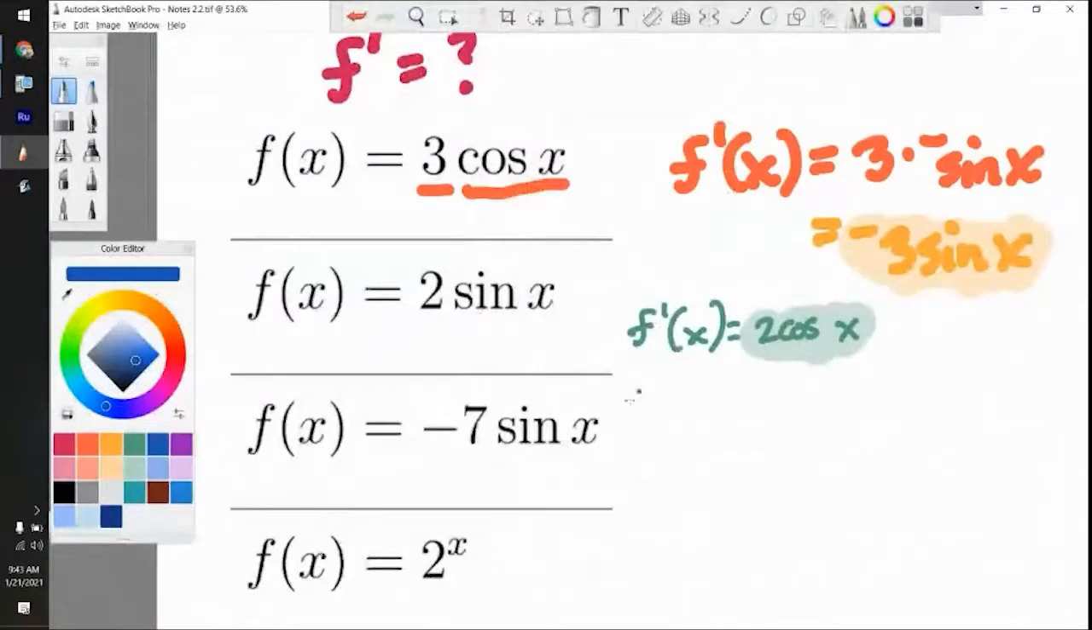All right, the next one, we're doing f prime of x here. It's going to be equal to -7 times the derivative of cosine. I'm sorry, the derivative of sine, which is cosine x. That's that one.